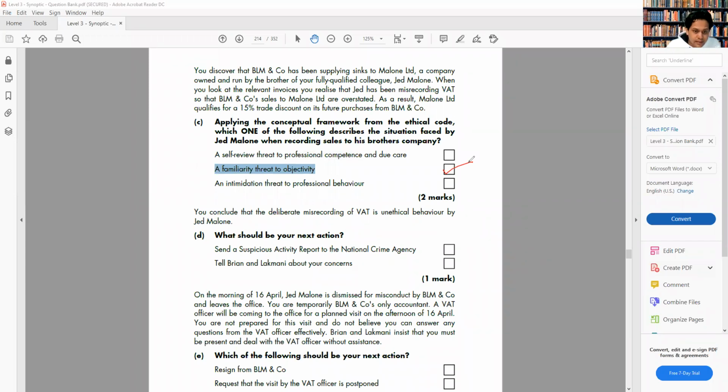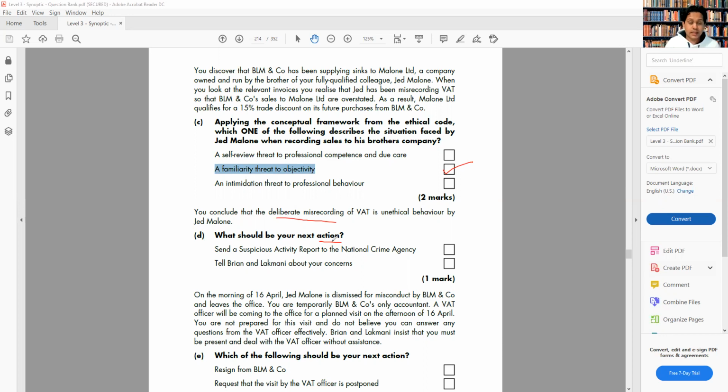The next one says you conclude that deliberate misrecording of VAT is unethical behavior by Jed Malone. So you identify this guy is doing it intentionally, it's not a mistake. What should you do next? Remember, if there is someone in the organization, let's say the reporting officer or the director, you should inform them first rather than tell the NCA directly. If they cannot solve it, then you have to tell the NCA.